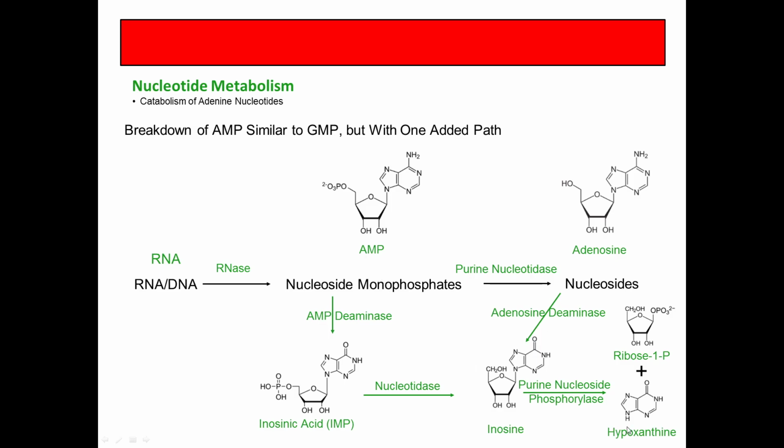Okay? That's one pathway. The other pathway is to do the first two reactions in the opposite order. Let's remove the amino group first, right? Let's remove that amino group and put the oxygen back on.